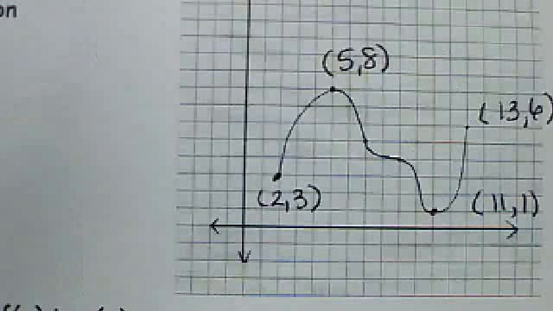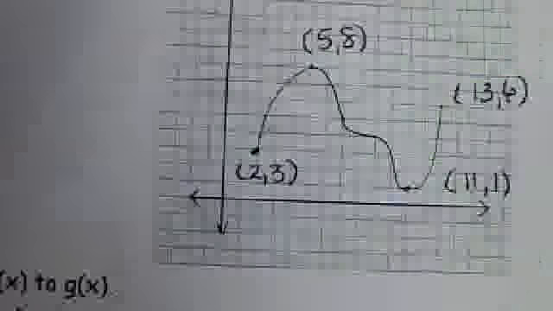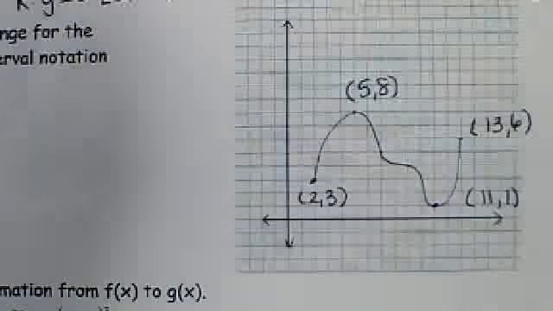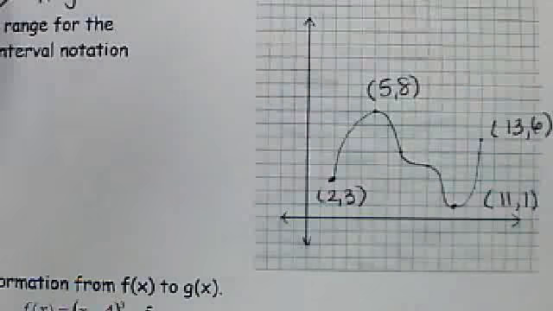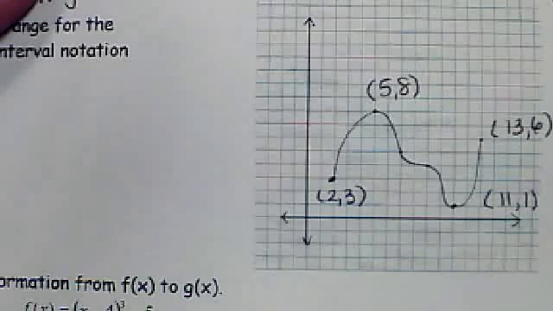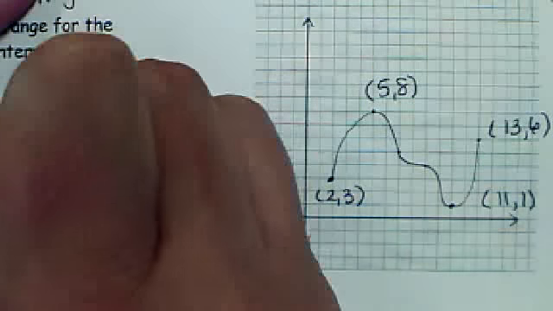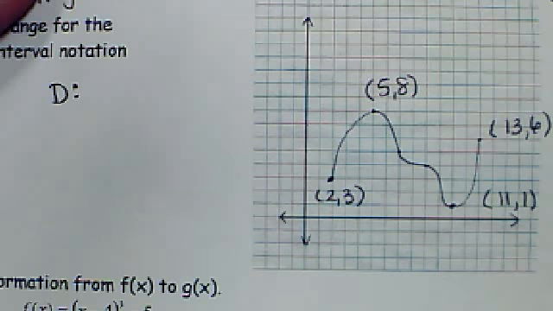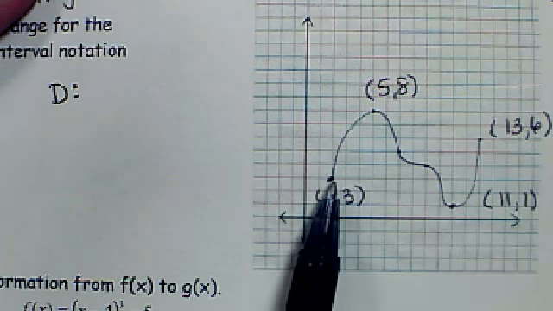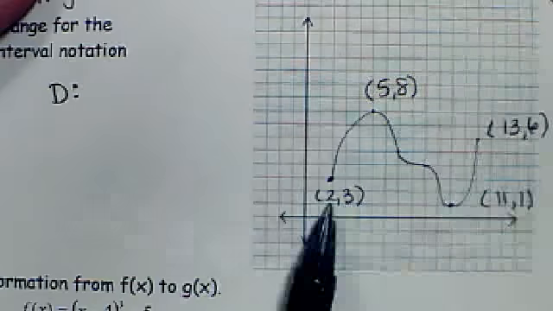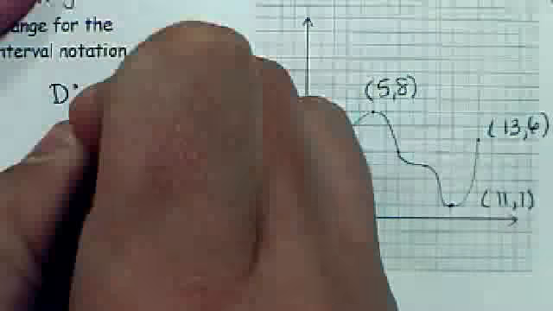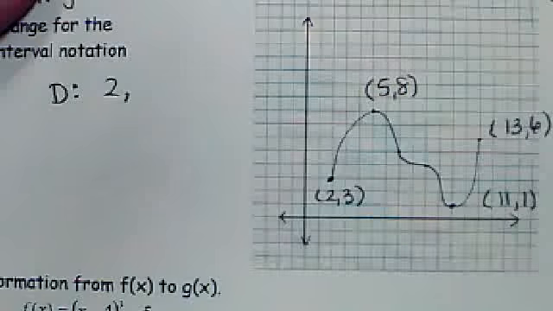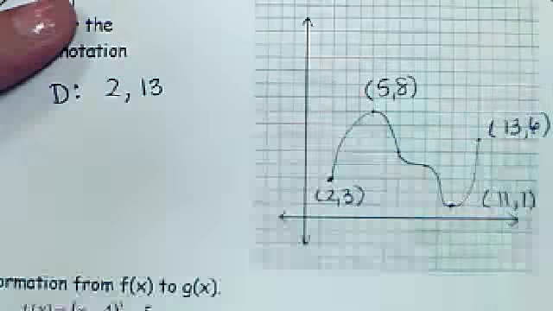So our question says, find the domain and the range and write it in both interval notation and inequality notation. So let's do domain first. We know domain is about our x's. So x's go from left to right. So look at the far left of our graph. On the far left of our graph, what's our x value? It's 2. What's our x value on the far right? It's 13. So the domain goes from 2 to 13.